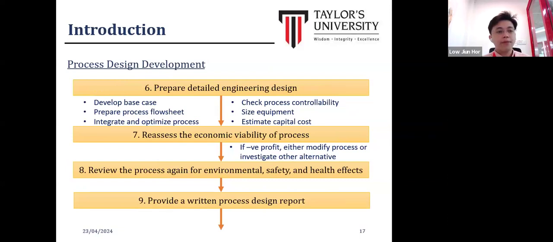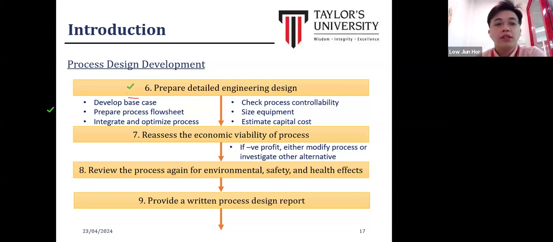Okay, now we proceed to step number 6. Just now we already selected the process. We already compiled all the information required, collected all the data required. And now we have a lot of different information. Then now what we can do is start and proceed to our chemical plant design.